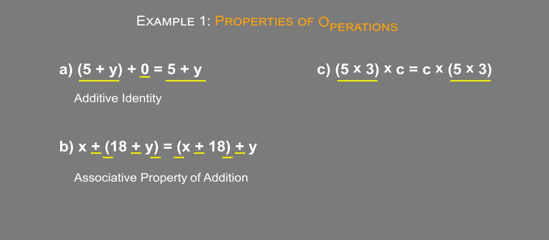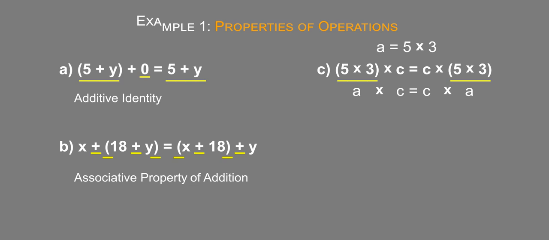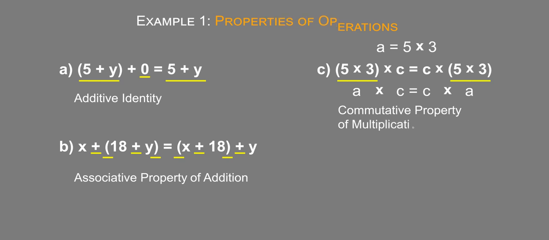With this one, again, let's call A equals 5 times 3. Then we have A times C equals C times A. It's the order that's changed, because what's in parentheses has not changed, and where the parentheses are has not changed either. So with this, we are looking at the commutative property, and in this case, it's multiplication. So commutative property of multiplication.